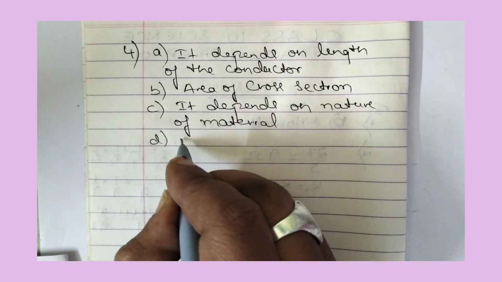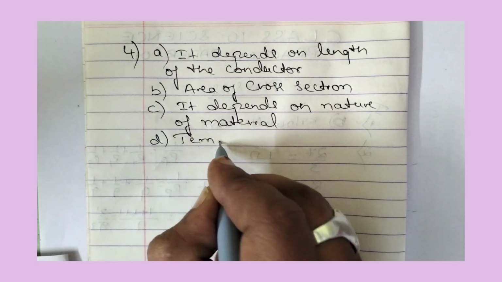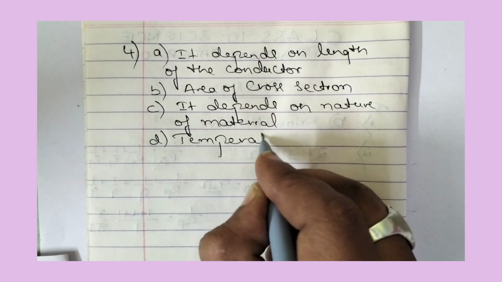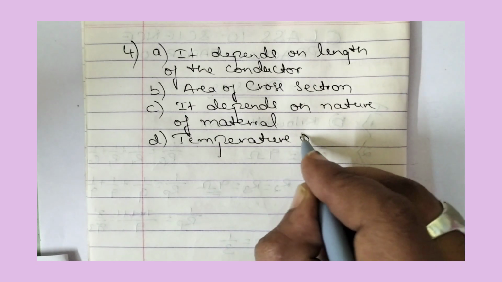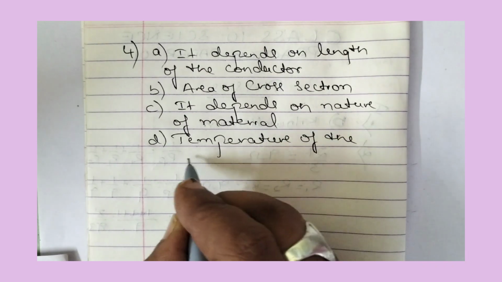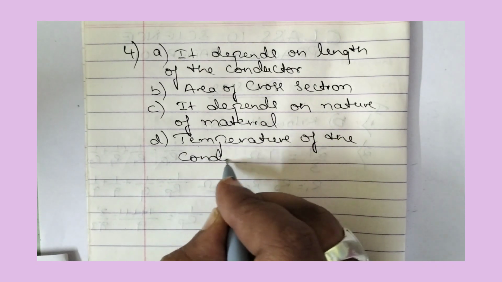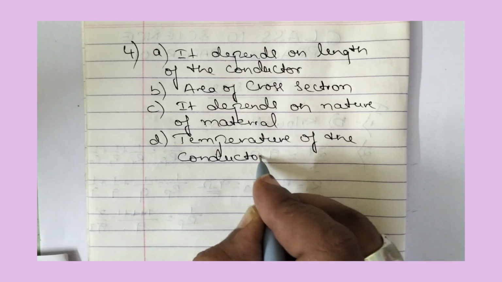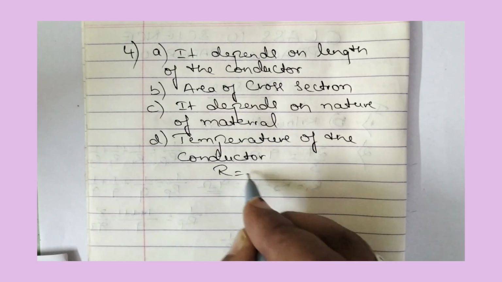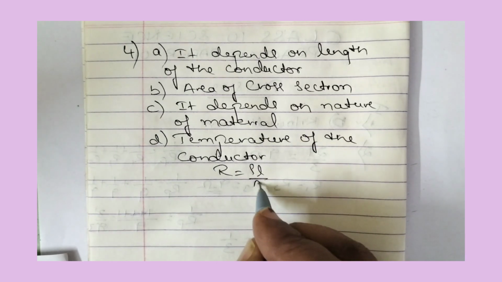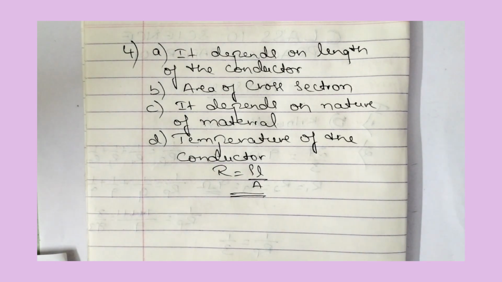And it depends upon the temperature of the conductor. On these four factors it depends. R is equal to rho L by A. So this is the conclusion for these 4 points.